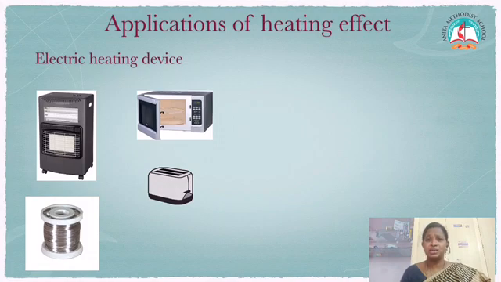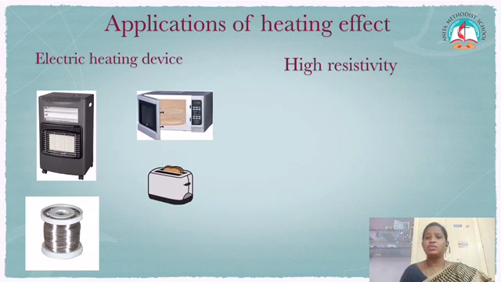And in these devices, a material called nichrome is used. Nichrome is an alloy of two elements, nickel and chromium. It is a combination of nickel and chromium, and this nichrome is used in these appliances as a heating element which produces heat.